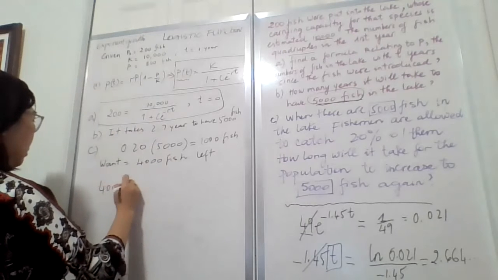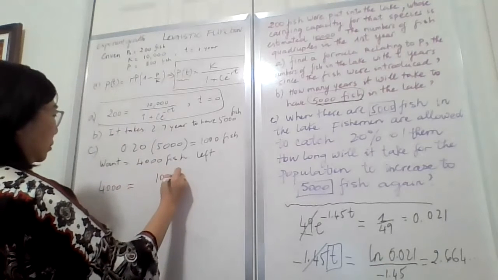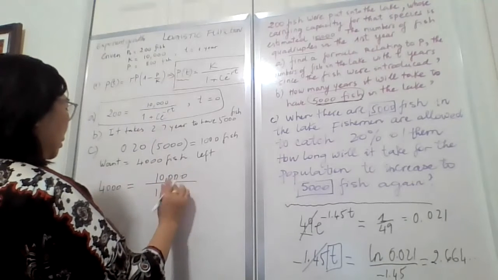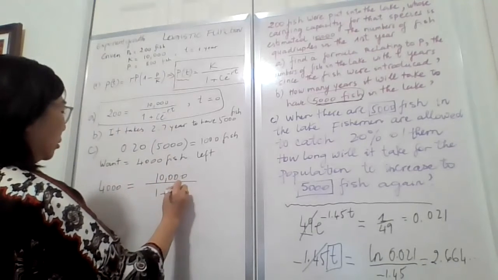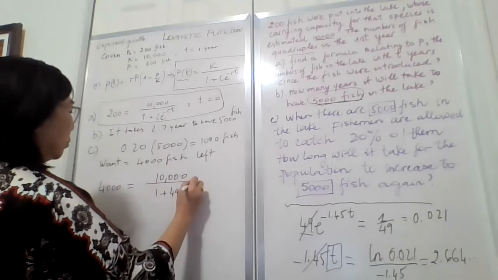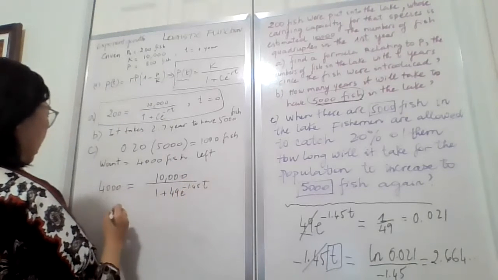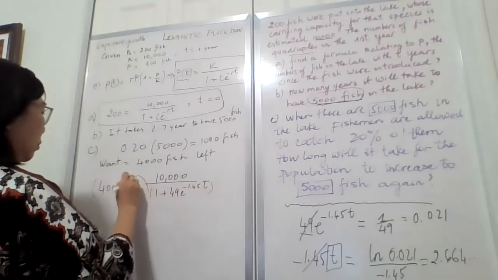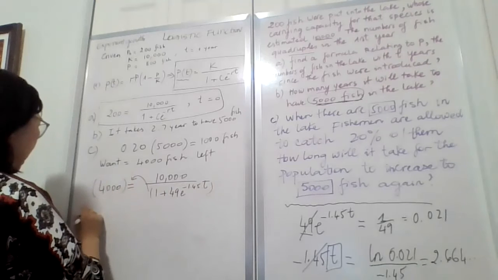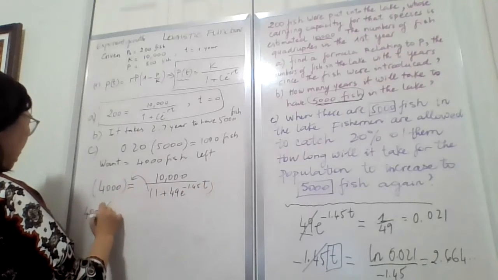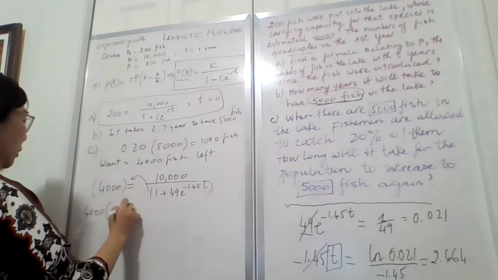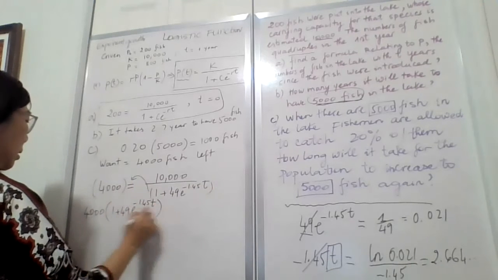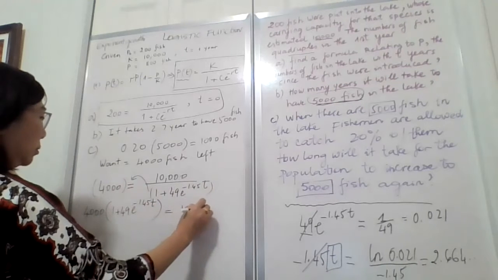So 4,000 equals 10,000 divided by 1 plus 49 e to the minus 1.45 t. So now I'm going to kick this up again, right? Go up here, divide becomes multiply. So 4,000 times (1 plus 49 e to the minus 1.45 t) equals 10,000.